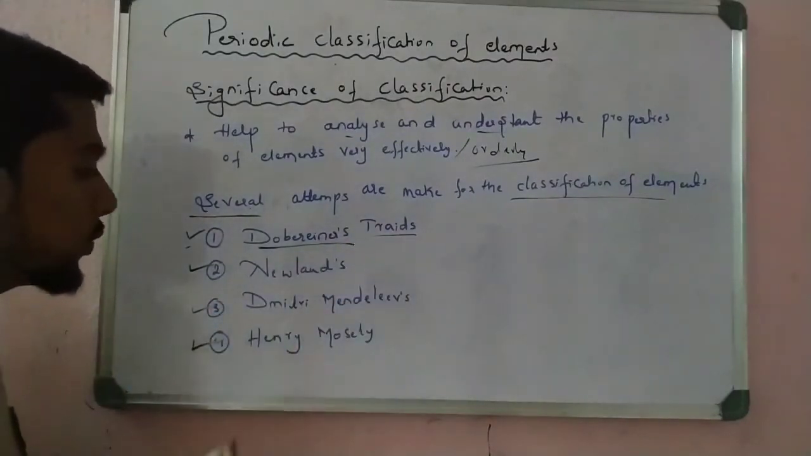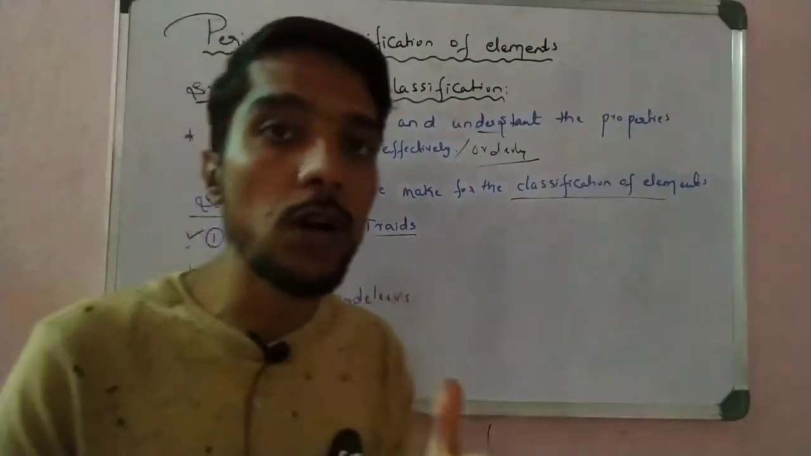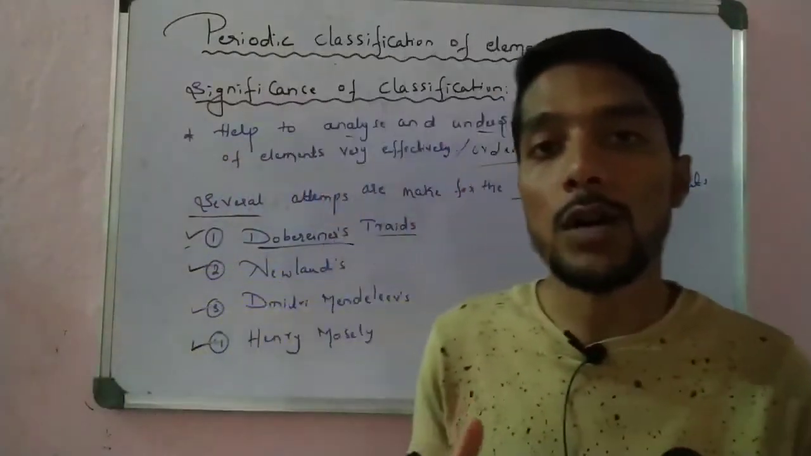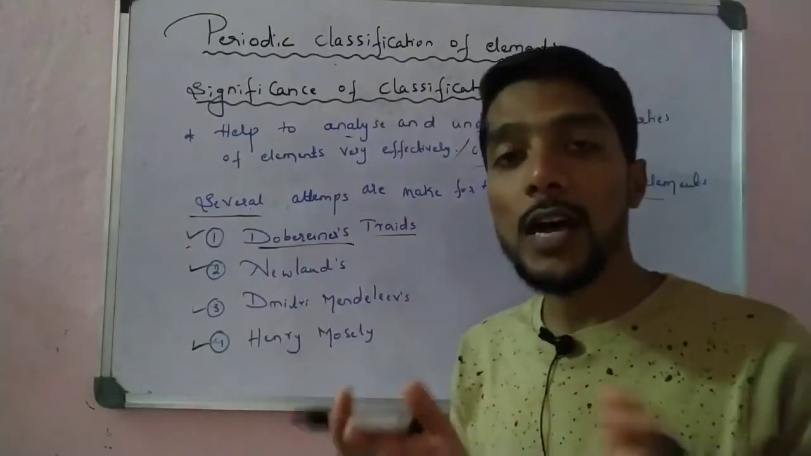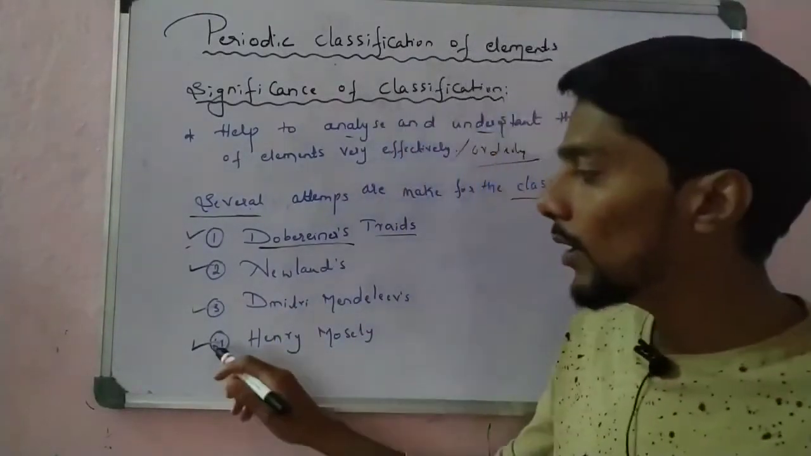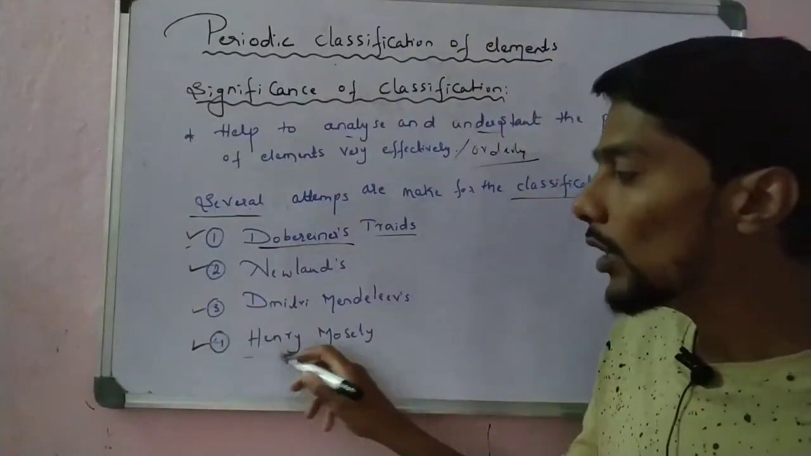And the last one is Henry Moseley, that is nothing but the modern periodic table. Now we have the modern periodic table of 118 elements, and that was designed by Henry Moseley. In the last cover page of your textbook you observe the table, right? This is the modern periodic table by Henry Moseley.